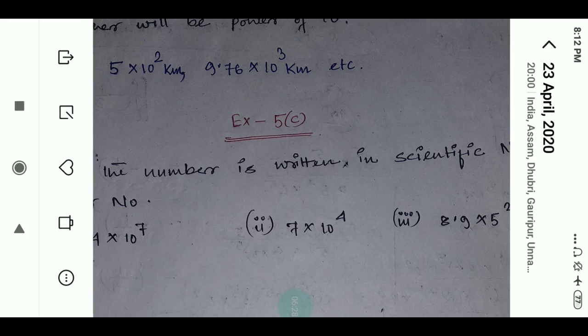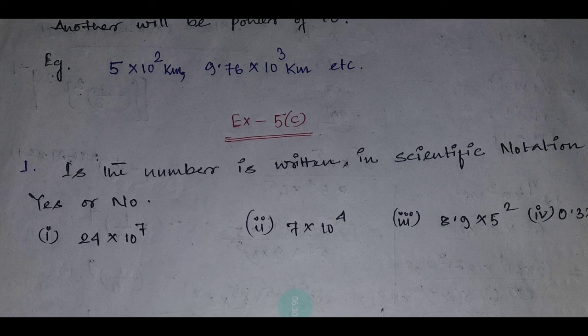So the answer for 1 will be no. The second number is 7 into 10 power 4. 7 is between 1 to 10. Yes, if you write 1, 2, 3, 4, 7 it will come. And 10 power 4 is already there, base 10.